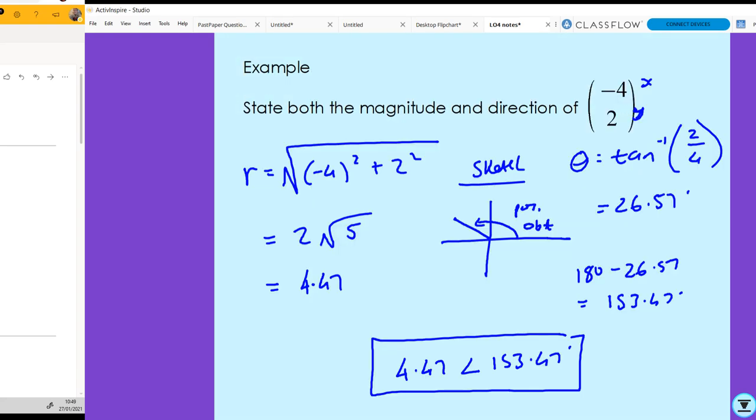Now, I'm going to make that the end of this video tutorial for now, just so you can let this sink in. So to find something into polar form, the magnitude and direction, to find the radius, it's the square root of the x component squared plus the y component squared. To find the angle, it's the inverse tan of the y component over the x component. Do not use any negative signs here though. You need a sketch to determine if it's positive or negative angles, and acute or obtuse.